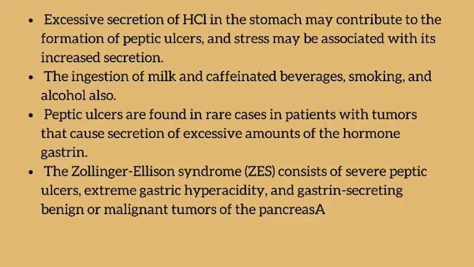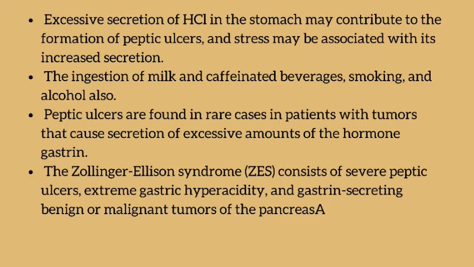Peptic ulcers are found in rare cases in patients with tumors that cause secretion of an excessive amount of the hormone gastrin. Okay, so it is a very rare case. It's not like those who are having a tumor can get peptic ulcer. It is very rare. Why is it happening? Because at that time excessive secretion of the hormone gastrin is taking place. Because of that these peptic ulcers are taking place, but it is a very rare case.